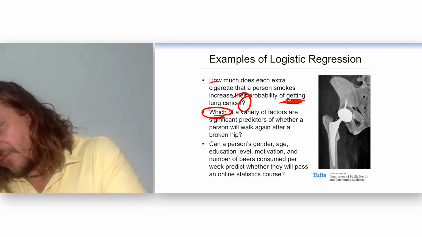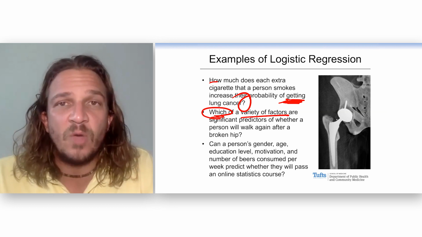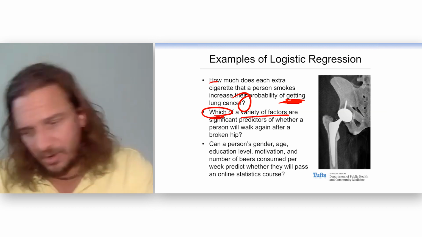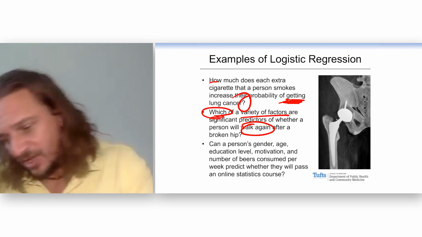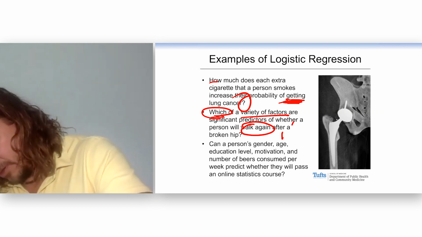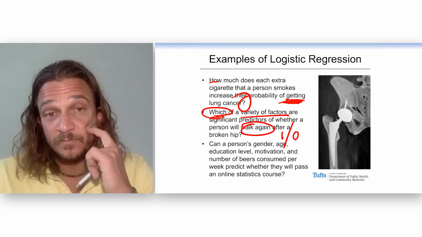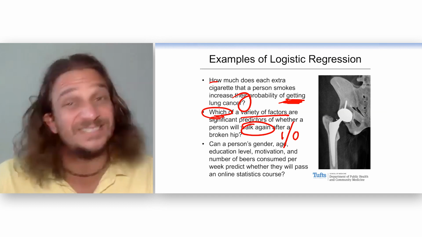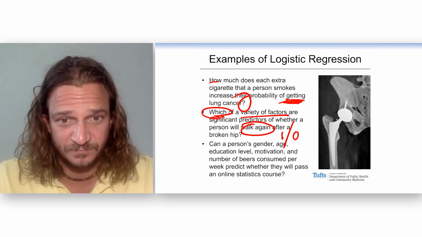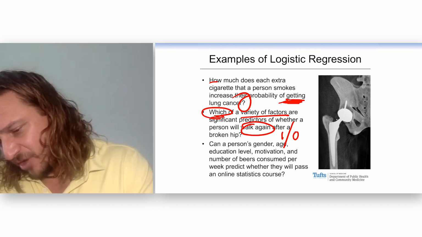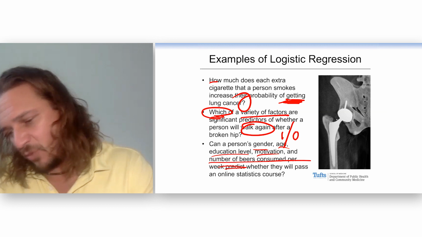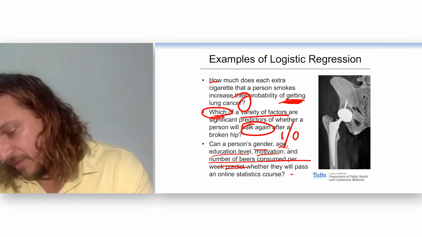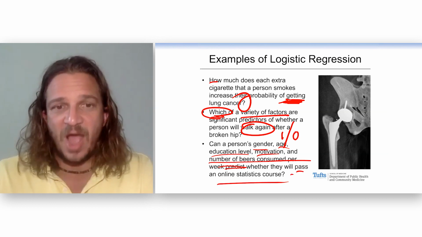Here's another one. Which of a variety of factors will predict whether a person will walk again after a broken hip? What is the outcome variable here? Walk again. You either walk again or you don't. Yes or no? Now, the variety of factors, we can put a bunch of stuff into the model. You probably had some fun playing with that. What is the best model? What goes in? What types of variables and so on? How about this? Can a person's gender, age, education, motivation, number of beers consumed per week, there's all of our predictors. Can they predict whether someone will pass a class? Yes or no? A binary variable.